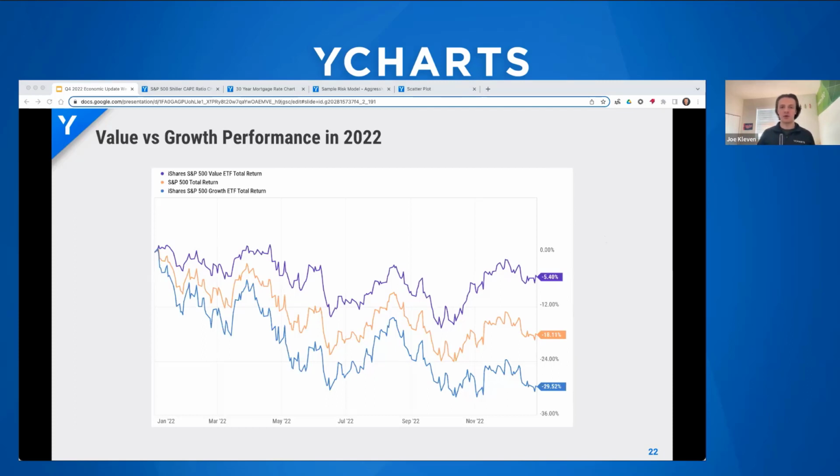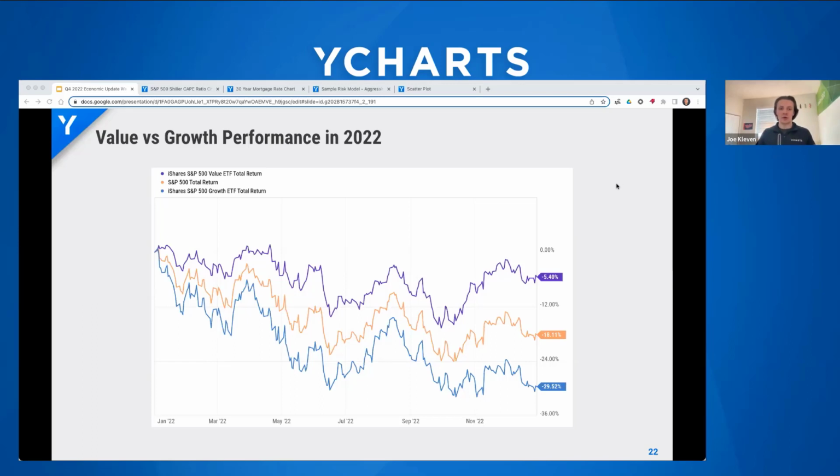I'm sure that a lot of those value stocks tend to be energy or commodity names, so helping to buoy that equity style a bit more. And the S&P 500 here in the middle, down 18% over the course of 2022.